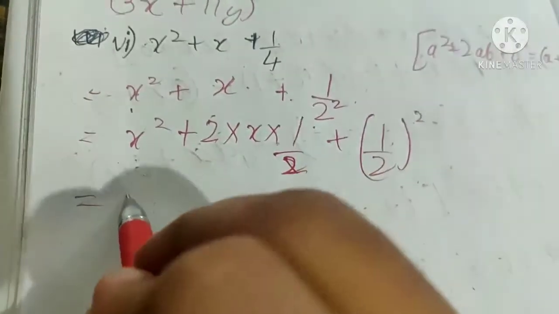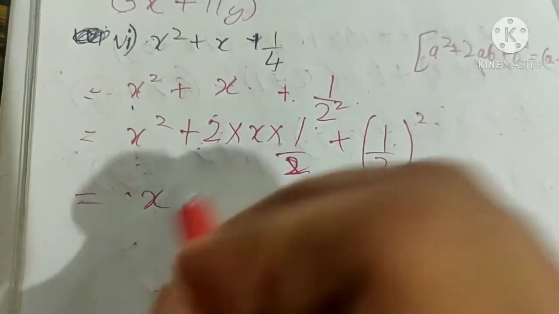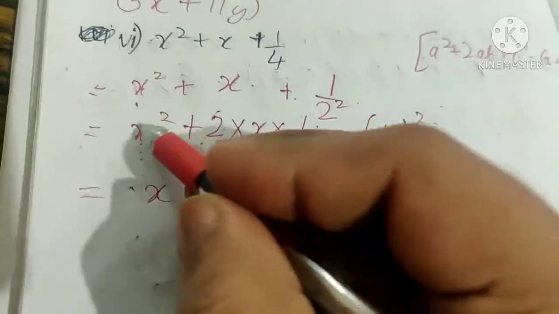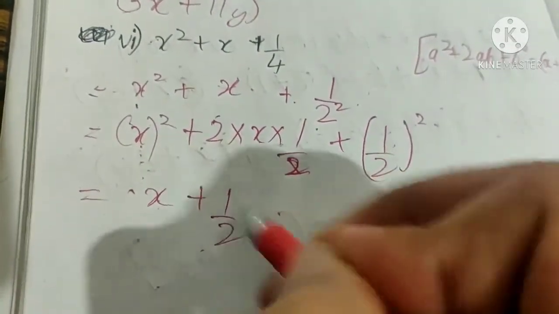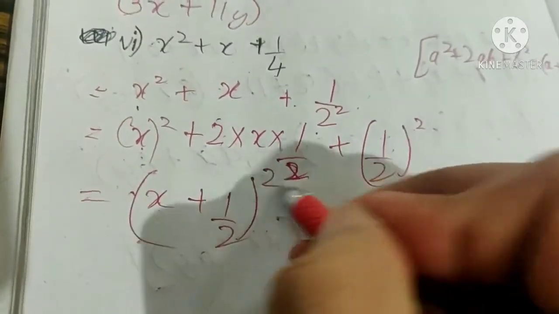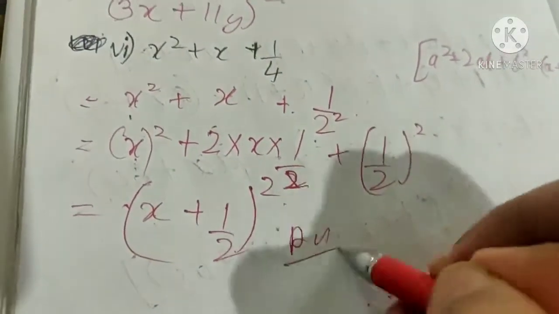So what is a here? a is x, b here is 1 by 2 to the power 2. So this is our answer in this question.